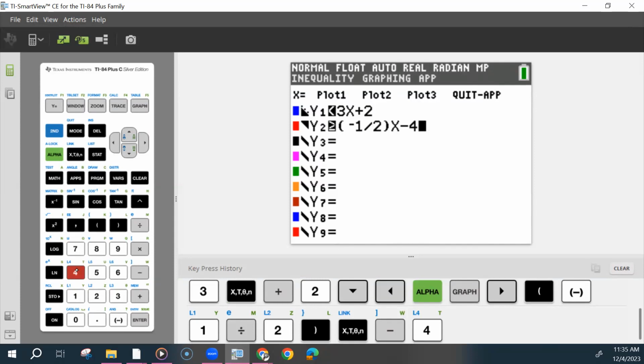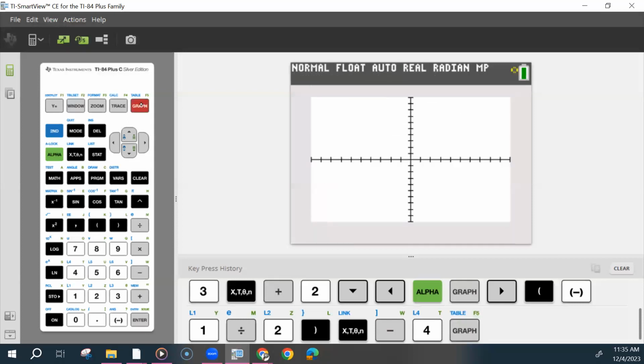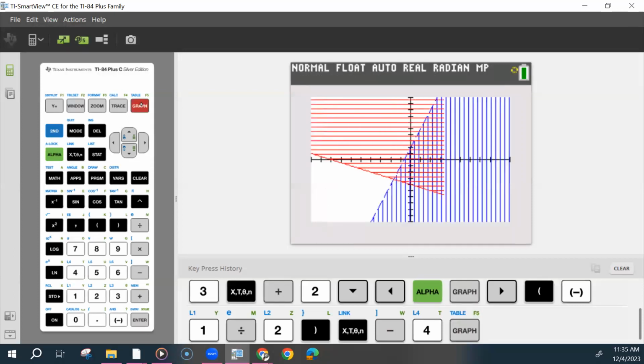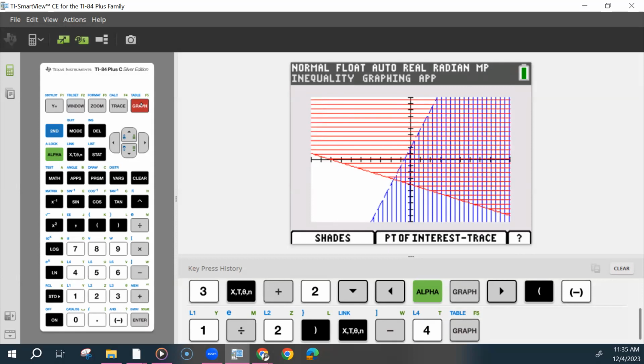Anyone need help with putting those two in? Then you can graph it. Yours is just going to show black lines in one direction and then the other. Mine will show different colors. And then there are different ways to look at it.